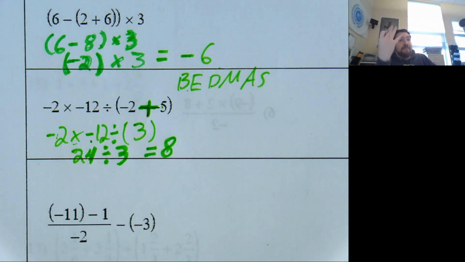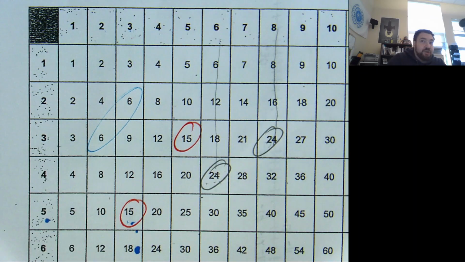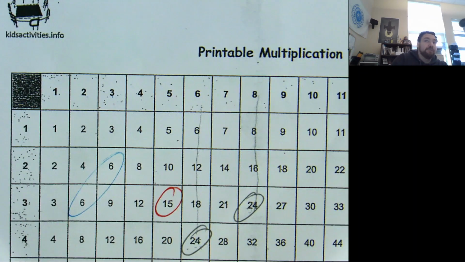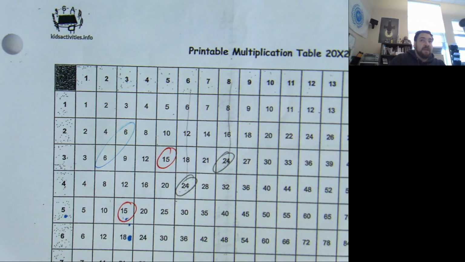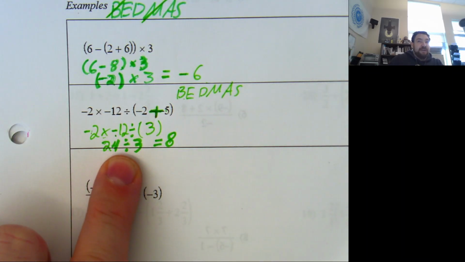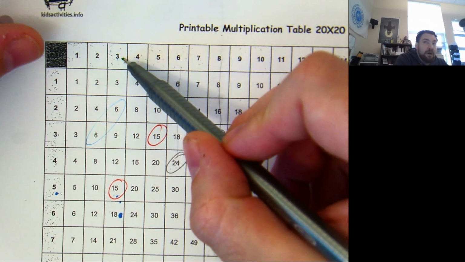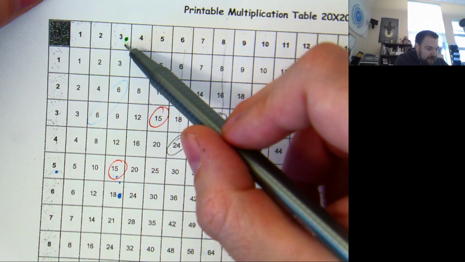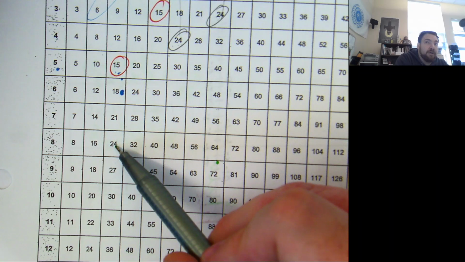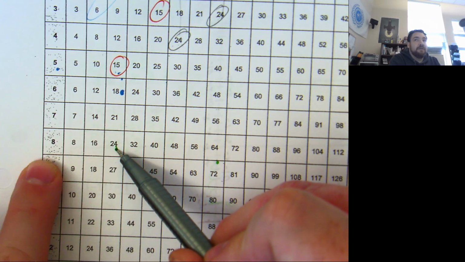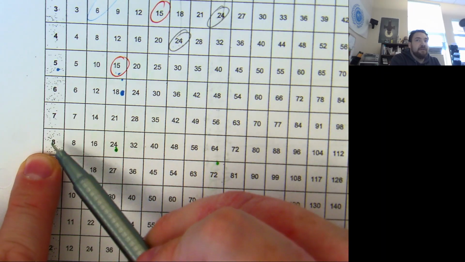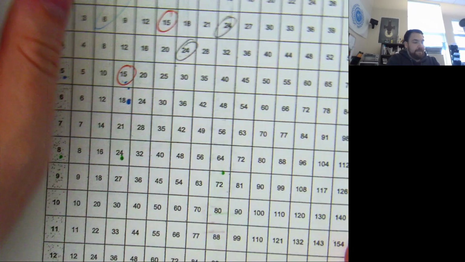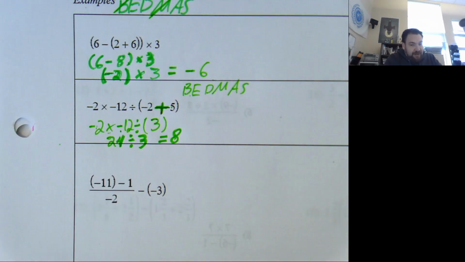If again the math tables aren't as strong as you'd like them to be, you can use your multiplication table to do that division. If you recall, for 24 divided by 3, you go to the threes column on your multiplication table, and you go down to 24. And you go over. 24 divided by 3 is 8. And you're done.